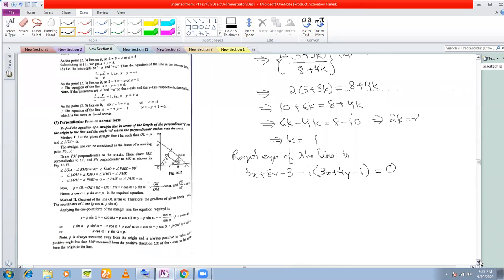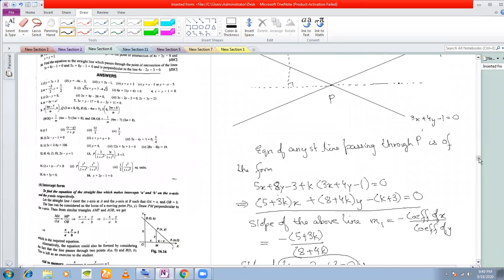Okay, now you simplify this equation. You get 5x plus 8y minus 3 minus 3x minus 4y plus 1 is equal to 0. So 5x minus 3x is 2x, 8y minus 4y is plus 4y, and minus 3 plus 1 is minus 2. So you get x plus 2y minus 1 is equal to 0. This is the equation of this dotted line.